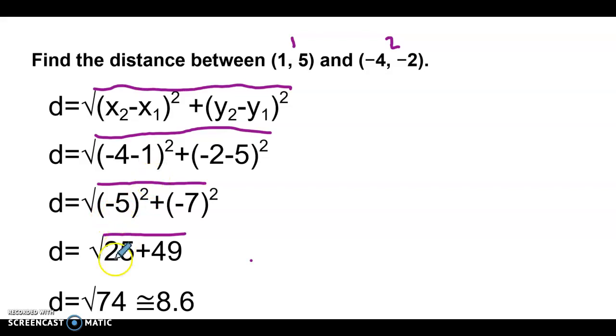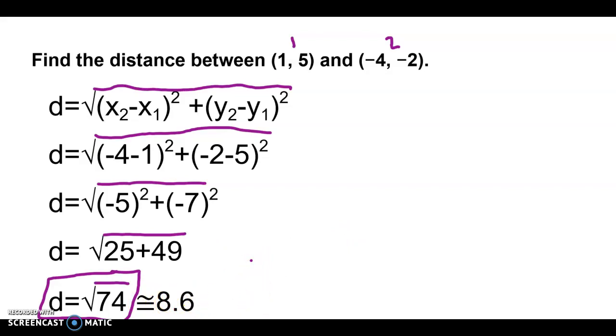So minus 5 squared is 25. Minus 7 squared is 49. So together that is 74. I don't know what the square root of 74 is. So I actually could leave my answer just like this. D equals the square root of 74. But if I put it in the calculator, I could get D is approximately equal to 8.6.